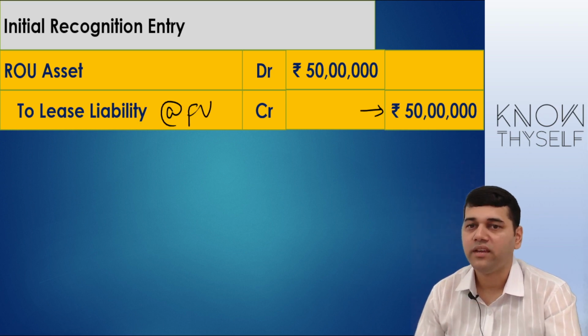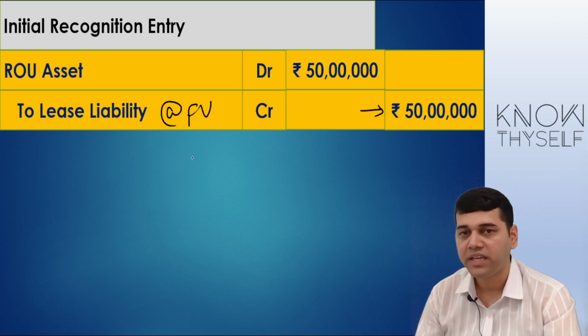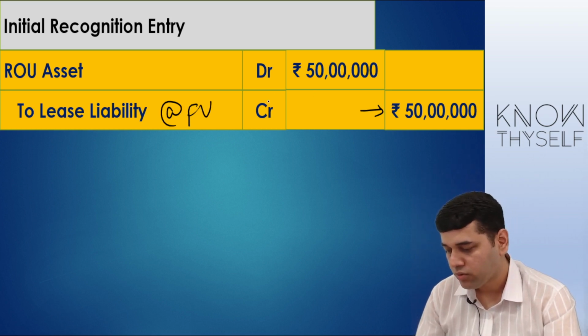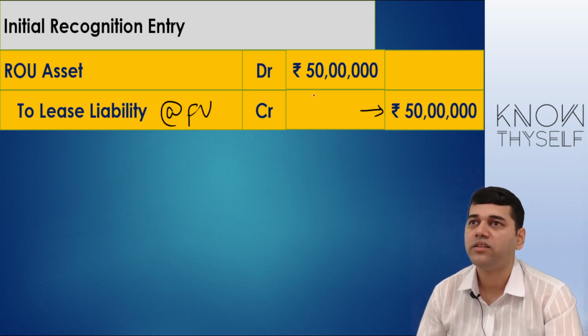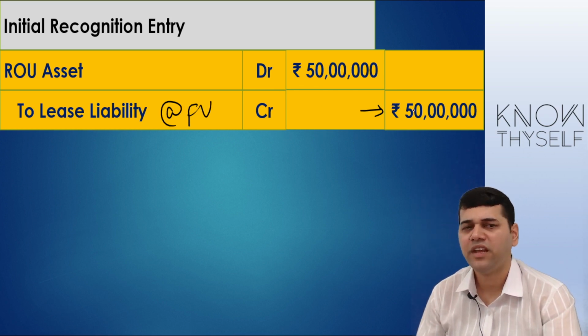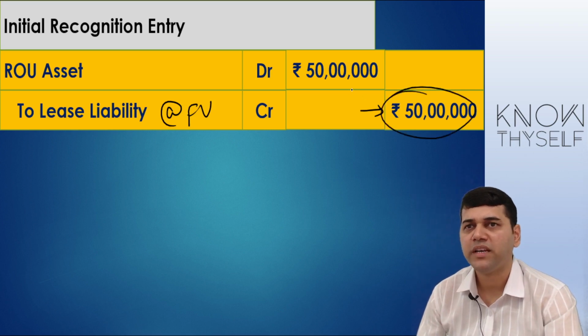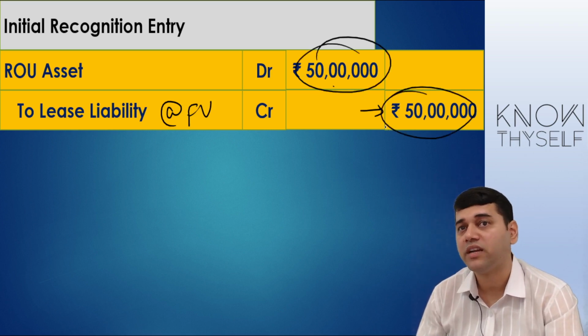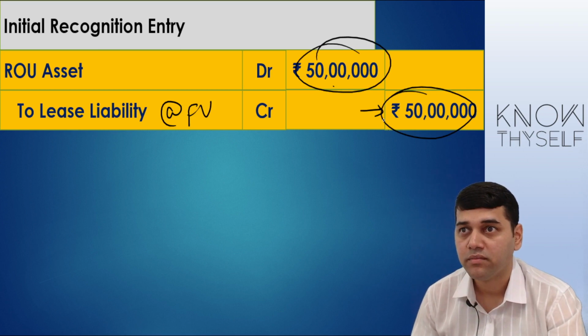Okay, now why is your ROU asset equal to the lease liability here? What is the reason? ROU asset and lease liability are one and the same. Why? That is fair value. This is fair value, but need not always be the same, no? ROU asset and lease liability need not always be the same. Because there is no other clause.